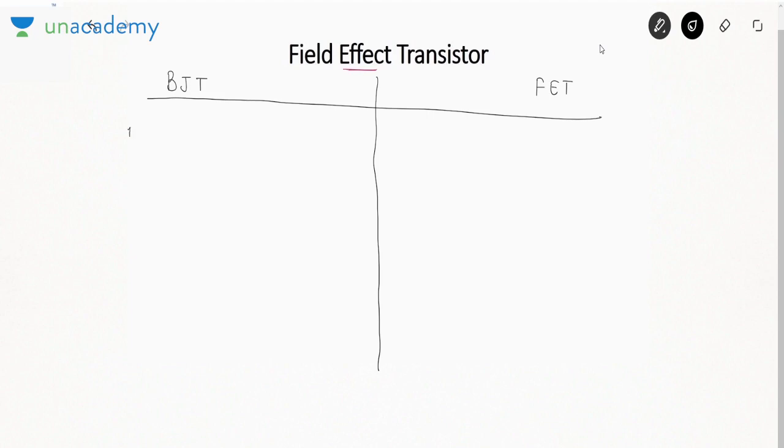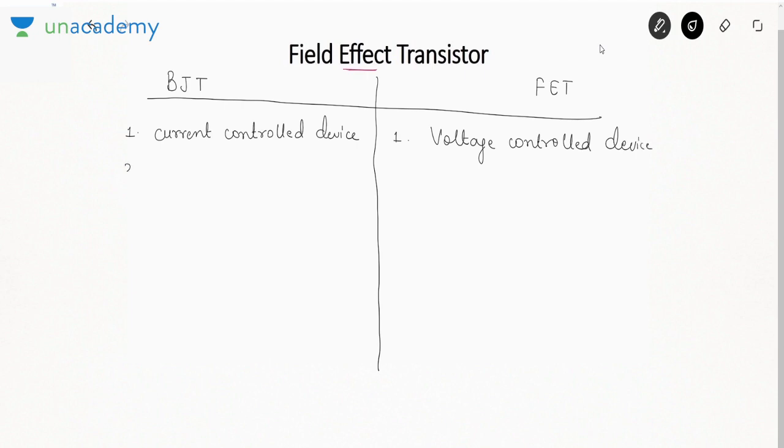just now I told one thing, BJT is a current controlled device, whereas FET is a voltage controlled device.